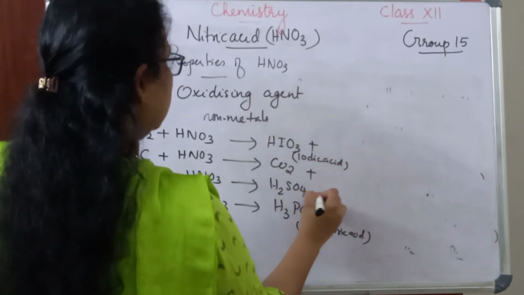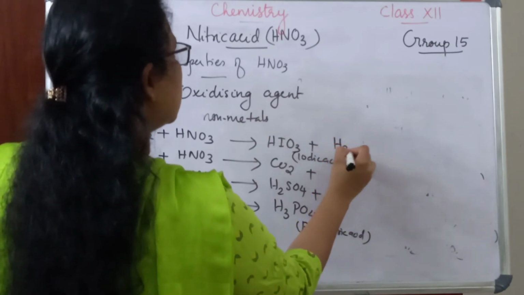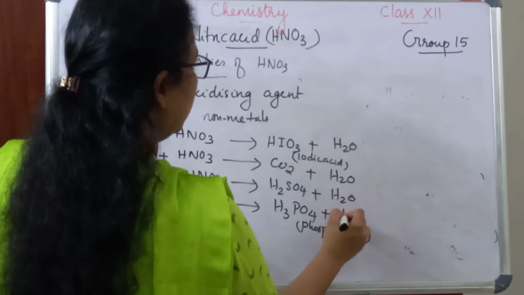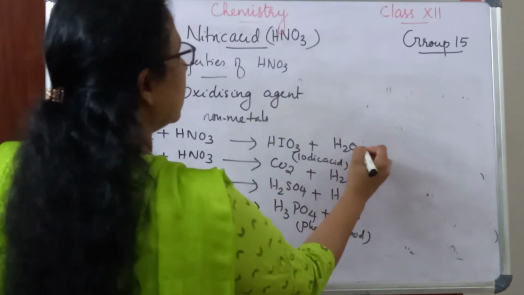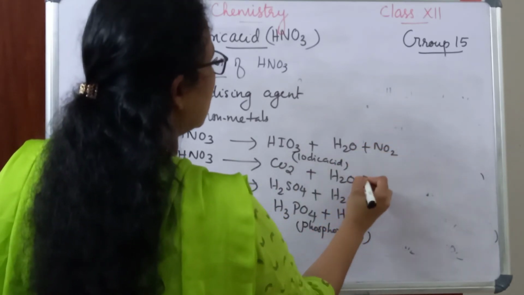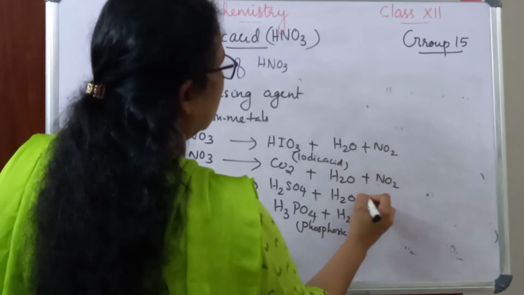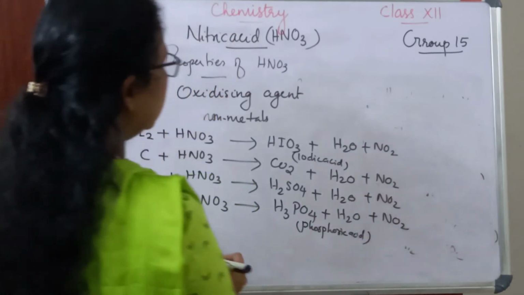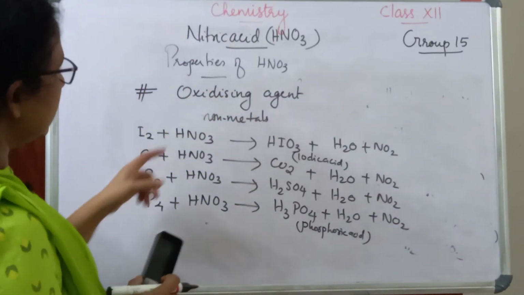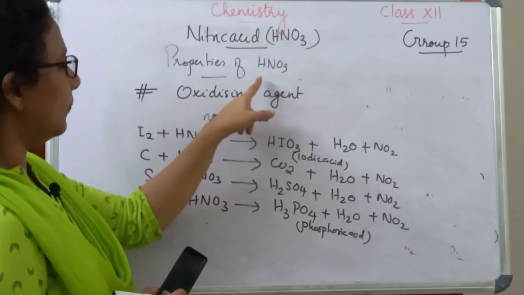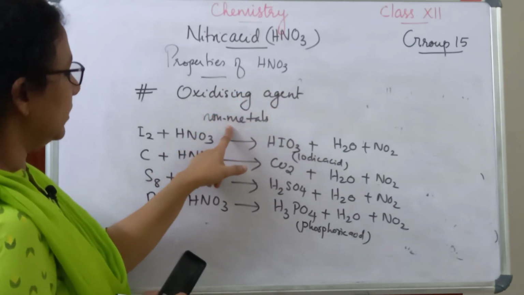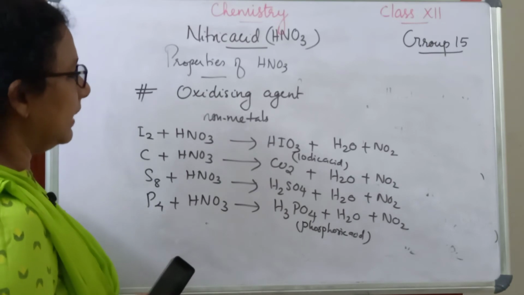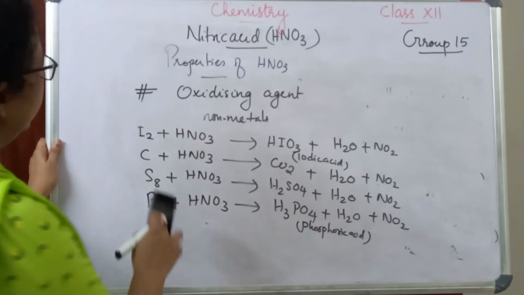Then water is the byproduct in all the cases, H2O, and NO2 is also there in all the cases. So these are the chemical equations where we can see the oxidizing nature of HNO3 with non-metals. Here also I am not going to balance this equation. You have to balance these equations.